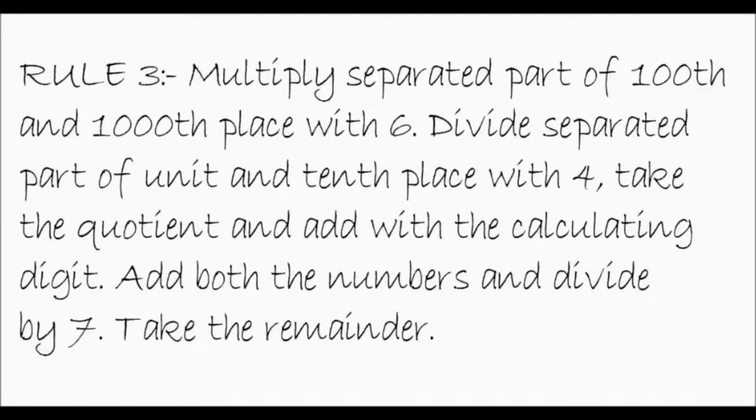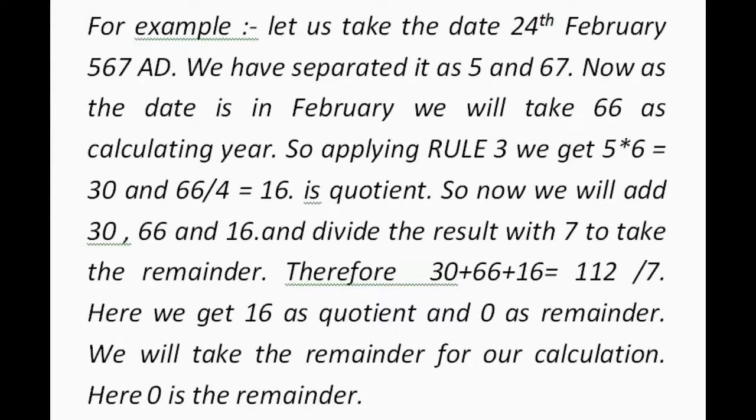Rule 3. Multiply the separated part of 100th and 1000th place with 6. Divide the separated part of unit and 10th place by 4. Take the product and quotient and add with the calculating digit. Add the 3 numbers and divide by 7. Take the remainder. For example, let us take the date the 24th of February 567 AD.